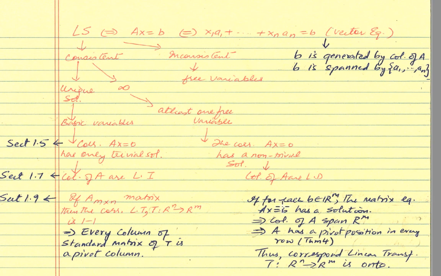And if for each b in Rm, this matrix equation has a solution, that means the columns of A span Rm. I'm talking of section 1.9. That means A has a pivot position in every row. If that's the scenario, the corresponding linear transformation is onto.